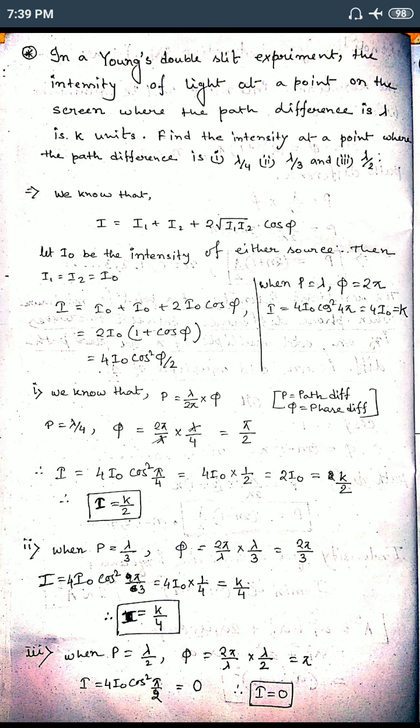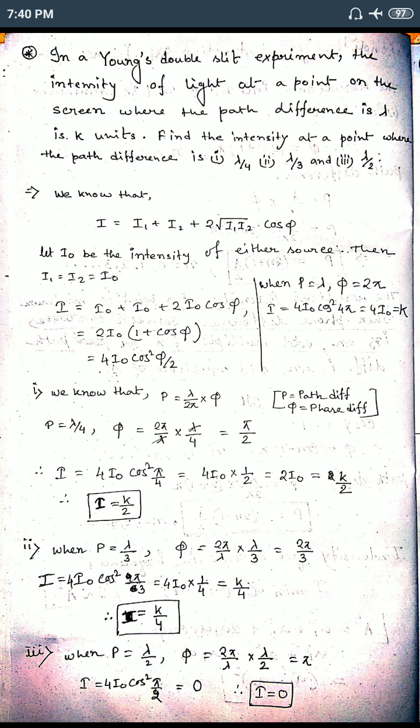First numerical: in Young's double slit experiment, the intensity of light at a point on the screen where the path difference is lambda is k units. Find the intensity at a point where the path difference is lambda by 4, lambda by 3 and lambda by 2. I will discuss lambda by 4 only; the other two, lambda by 3 and lambda by 2, can be found in a similar way.